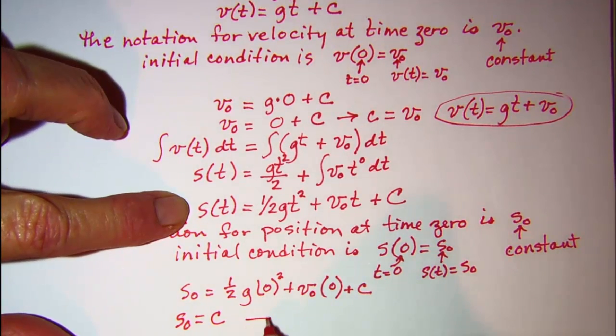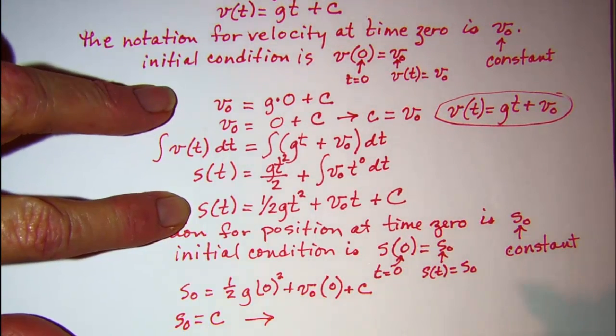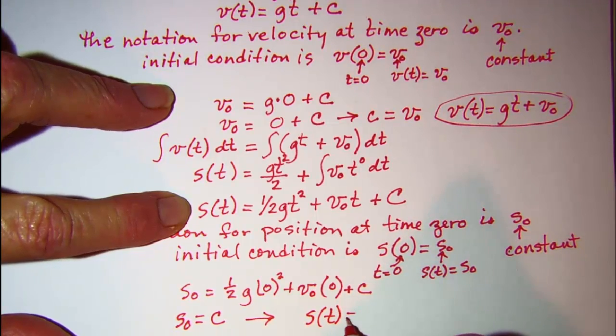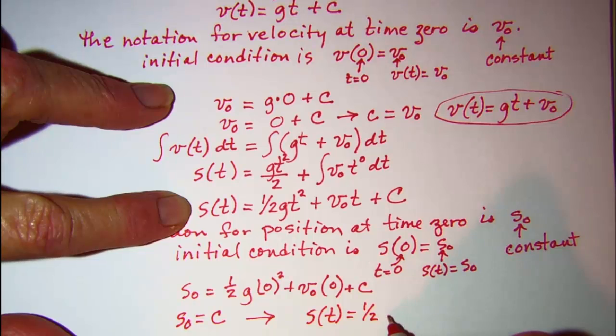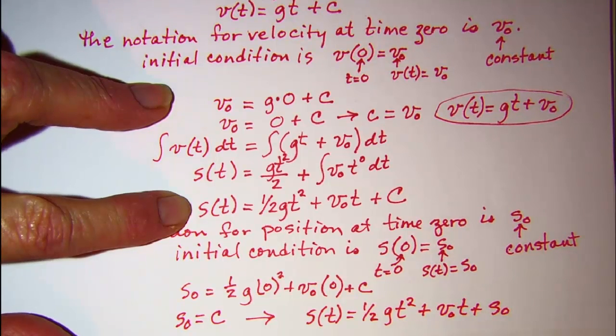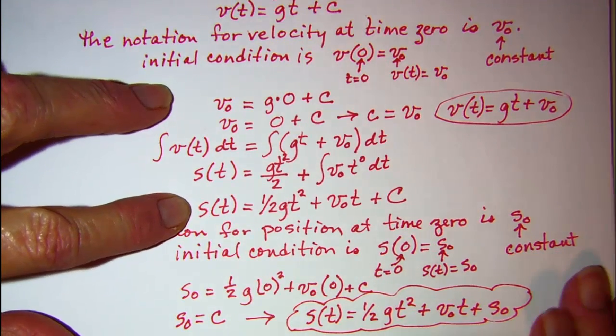So now we can put in our value s sub 0 in place of c, and we have s of t equals 1/2 g t squared plus v sub 0 t plus s sub 0. And this is that formula that we were asked to develop.